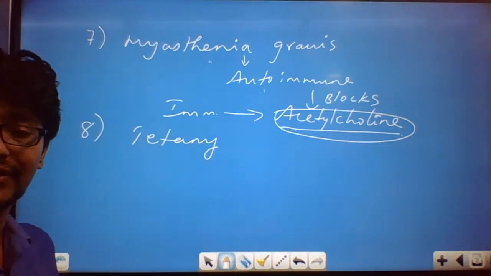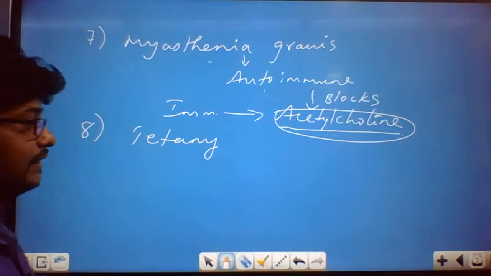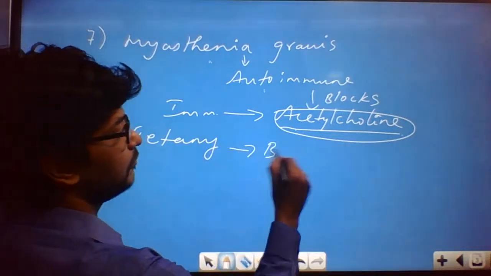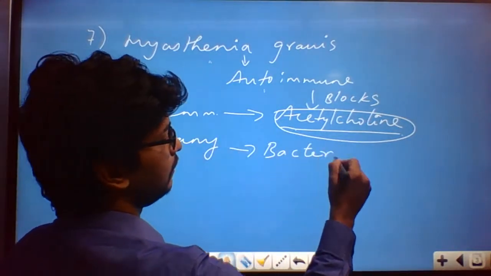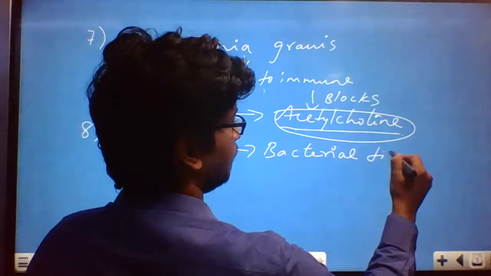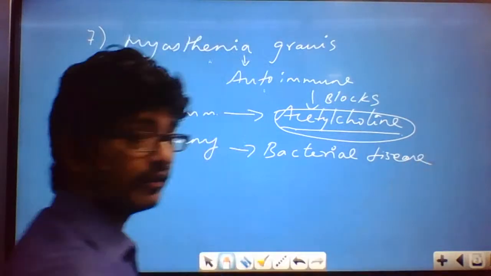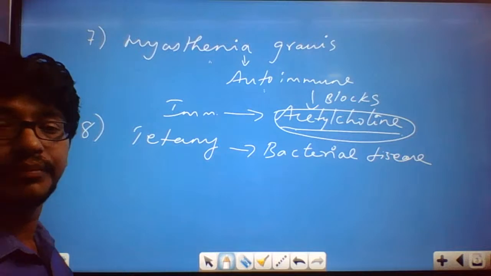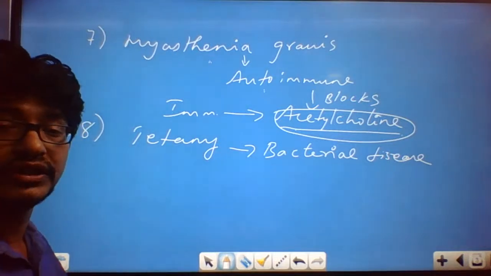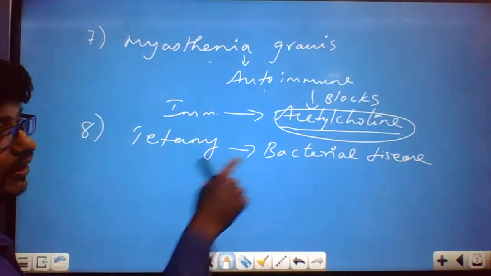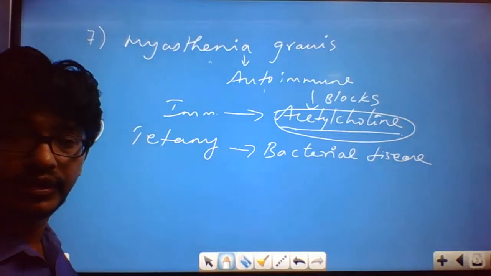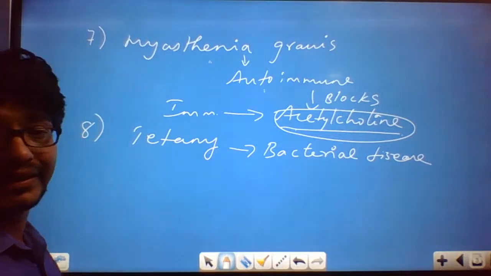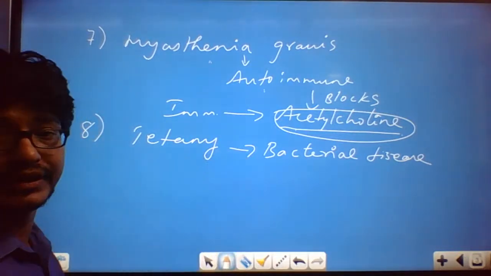Tetany வந்து எப்படி கேட்டீங்கன்னா, it's caused by a bacterial disease. It's a bacteria. So what is the name of the bacteria which causes this bacterial disease? Especially this particular bacteria produces a toxin actually. So what is the type of toxin? Is it exotoxin, endotoxin, neurotoxin? Any type of toxin from this particular bacteria? And can you tell me what is the name of the bacteria which is responsible for causing tetany?